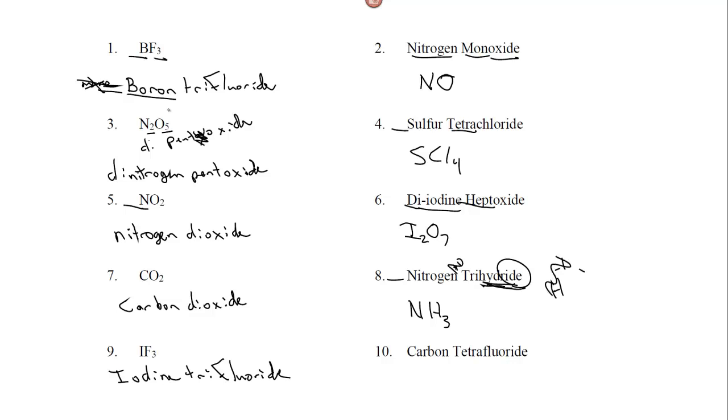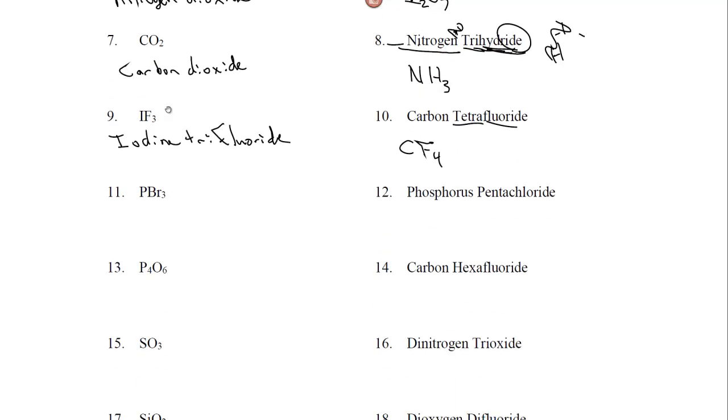We're not going to worry about that because we just go with the name and how many there are to write the formula. So down here, I've got carbon. It's tetrafluoride, right? Fluorine is F, and there are 4 of them. Okay, so that's how we do it with nonmetal compounds.